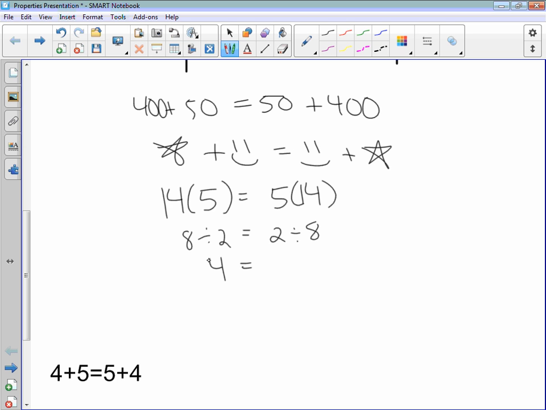Are those the same? No. So does it work for division? No. It only works for plus and multiplication. Okay. That's not too bad. It's a little rule. We can handle that. Right? What about some of these other ones?